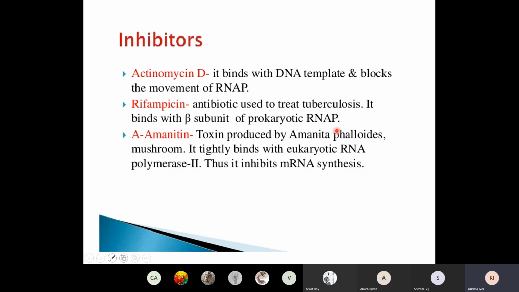And as I said, amanitin is a toxin. It binds to eukaryotic RNA polymerase and it inhibits mRNA synthesis. So these are three drugs which affect transcription. This affects transcription in humans. This also affects transcription in humans, and rifampicin affects transcription in bacteria, more specifically, mycobacteria.